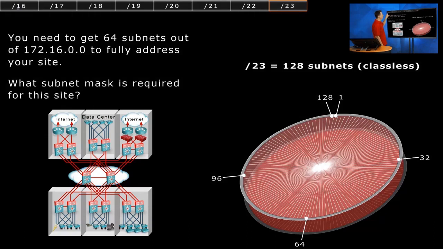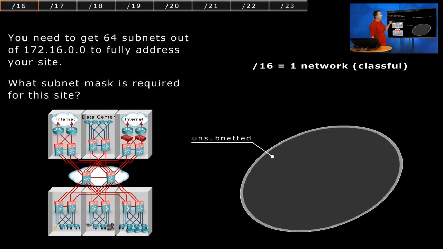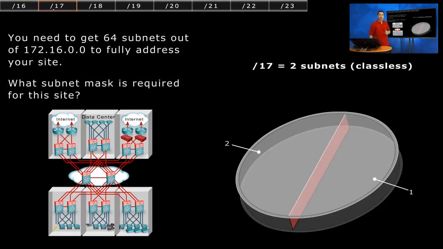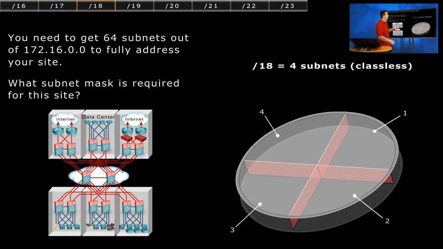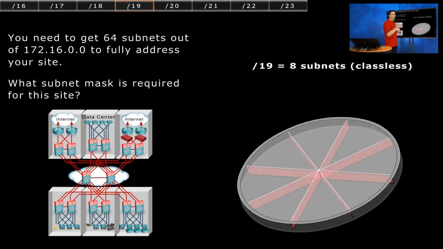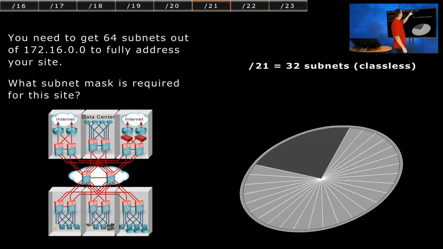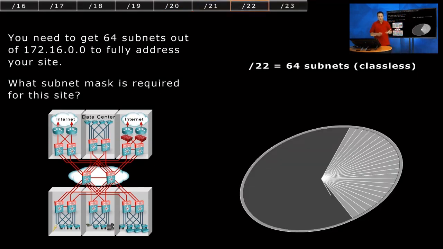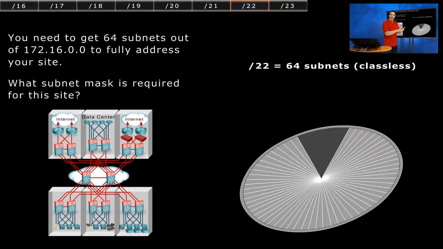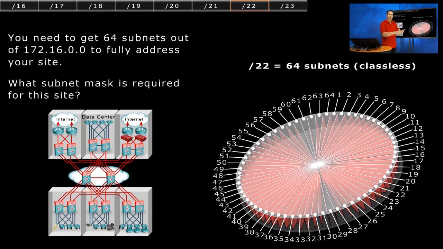But I want you to go back here, and I want you to see we have 1. And then we have 2. And then we have 4. And then we have 8. And then we have 16. And then we have 32. And then we have 64. 1, 2, 4, 8, 16, 32, 64, 128, 256, 512, 1024.